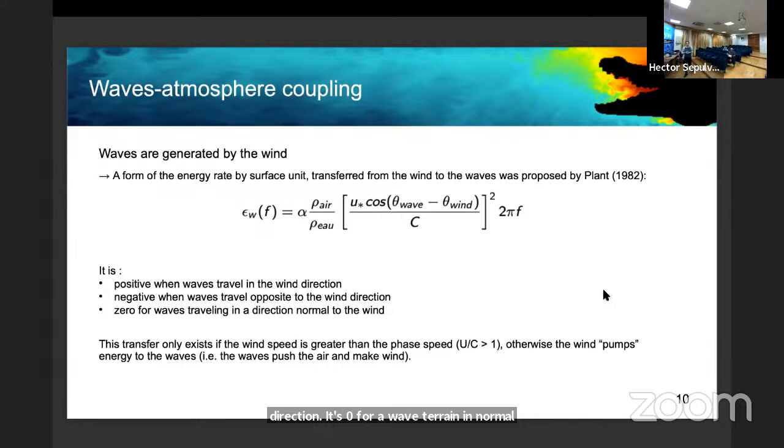So this transfer exists only if the wind speed is greater than the phase speed of the waves, and otherwise the wind will pump energy from the wave. I have a slide on that a bit further. Most of the time, wind is faster than the waves that are underneath, and it makes the wave grow.